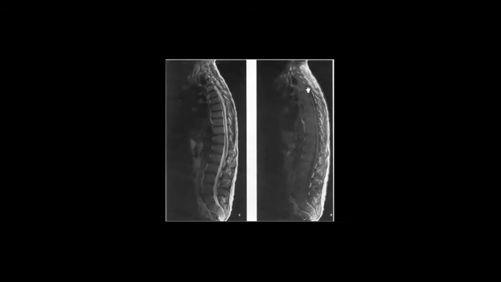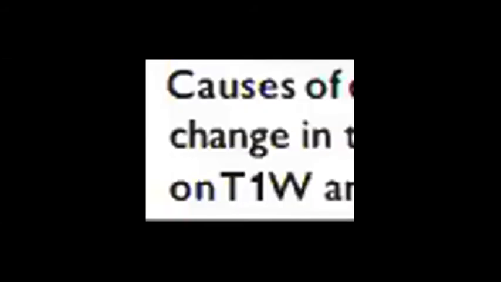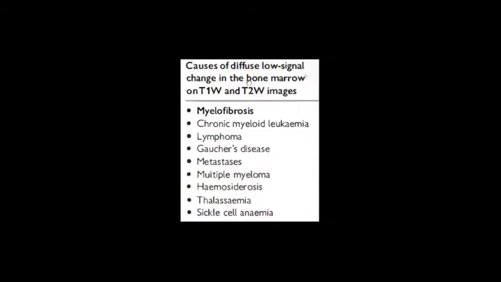So this means that this patient has bone marrow replacement or infiltration. Differential diagnosis with myelofibrosis will include low signal changes in bone marrow on T1 and T2: myelofibrosis, leukemia and lymphoma always present, and metastasis. Then you can put anything else like multiple myeloma, hemosiderosis, thalassemia, sickle cell anemia. So blood diseases in general.